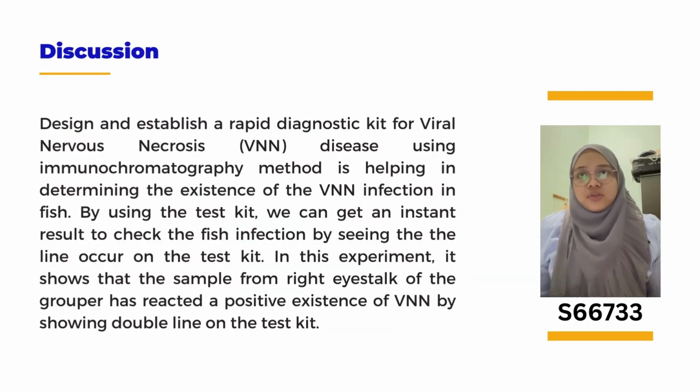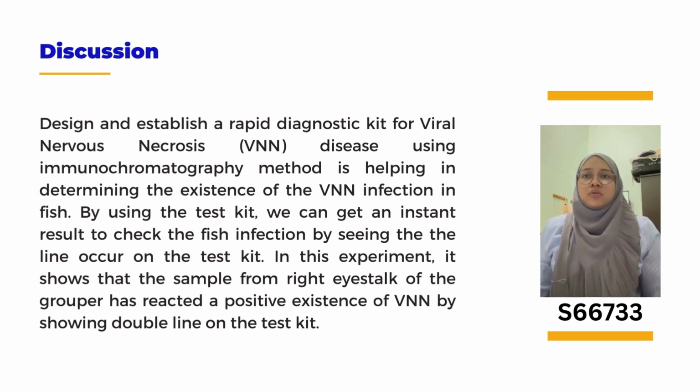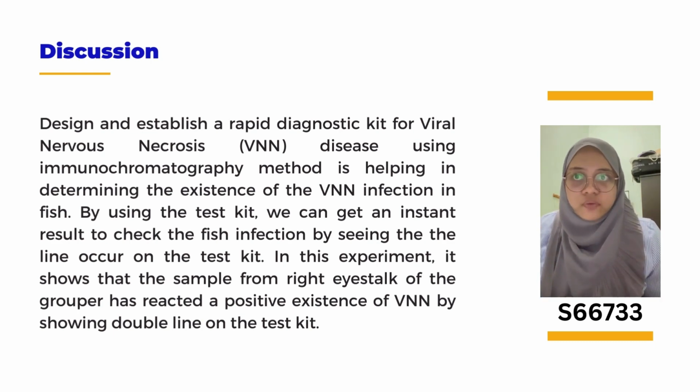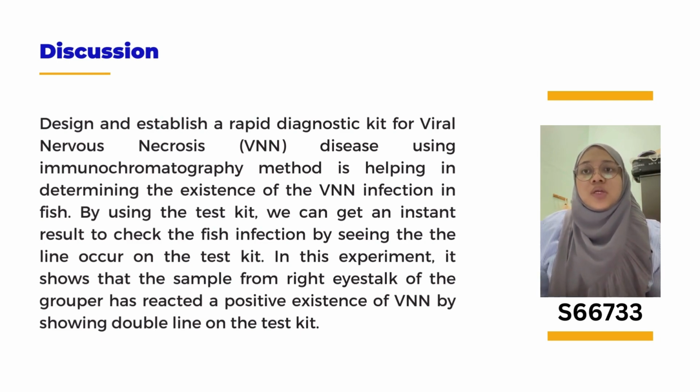The rapid diagnostic kit designed and established for viral nervous necrosis, or VNN disease, using the immunochromatography method helps in determining the existence of VNN infection in fish. By using the test kit, we can get an instant result to check the fish infection by seeing the lines that occur on the test kit. In this experiment, it shows that the sample from the right eye stalk of the grouper reacted positive for the existence of VNN by showing a double line on the test kit.